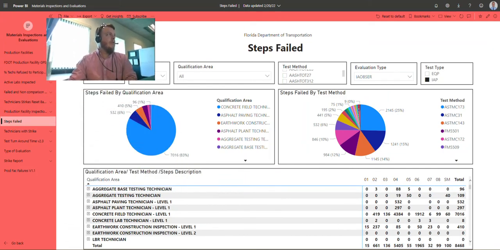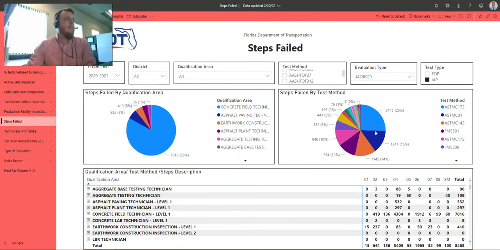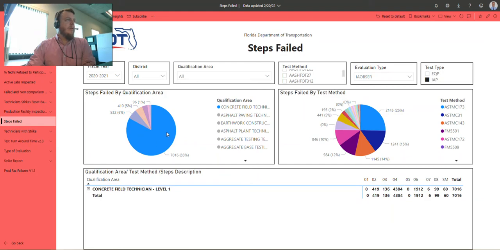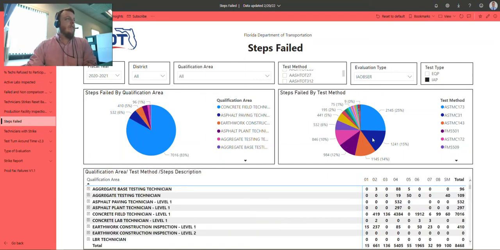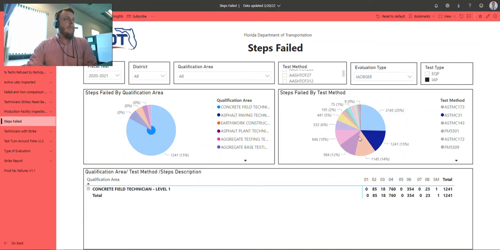So move me over here for a moment. You can see if you look overall from 2020 to 2021, these areas with the failures. The large half here is concrete field technician. You can see most of the failures that happen there are the C173 followed by C31, and then this will give us a breakdown of where a lot of those failures took place, broken down by district. So we can see here, and it gives you an idea of which failures happened where.